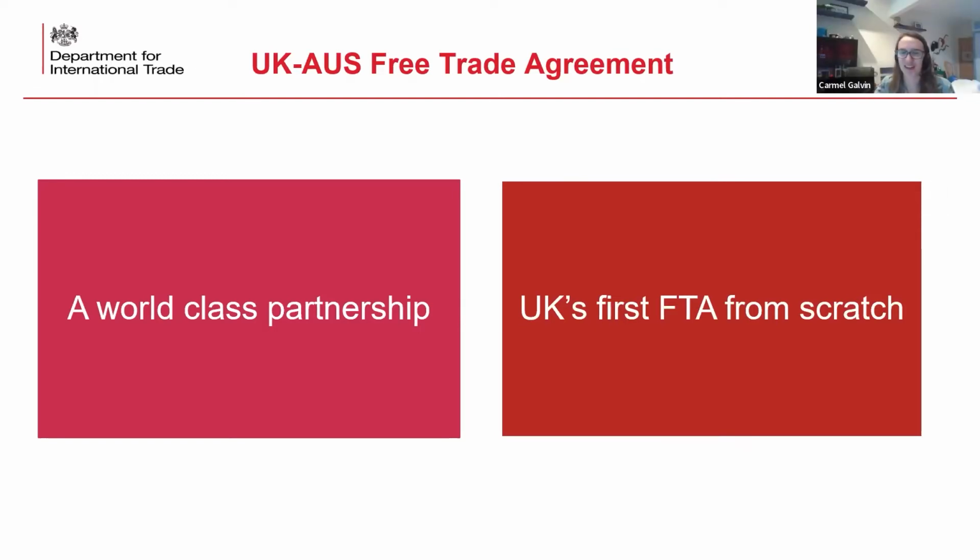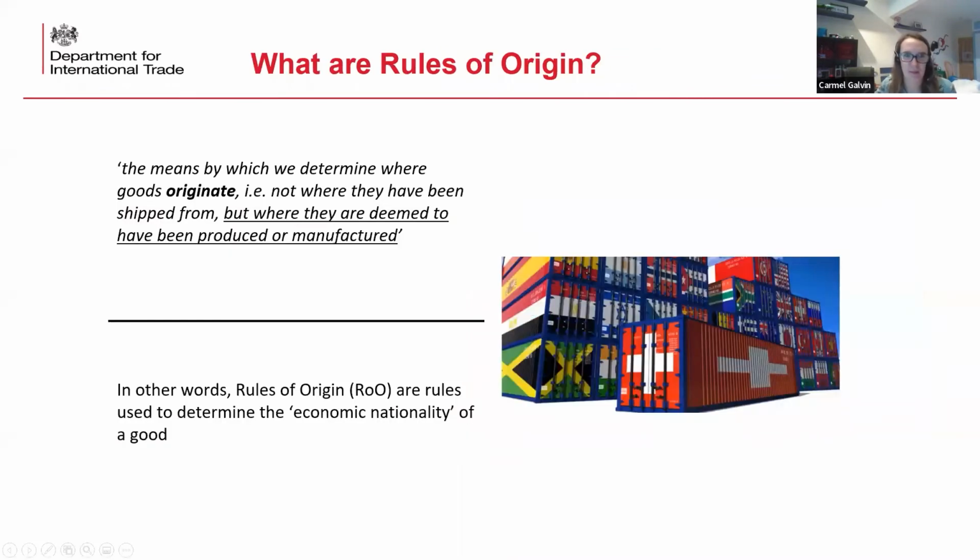Yep, thanks, Saloni. Millie, can we have the next slide, please? Thank you. So as Saloni said, we're going to look a little bit at the basics. So to start off with, what are rules of origin? They are the means by which we determine where goods originate from. It's not about where they've been shipped from or shipped through. It's about where they've been deemed to be produced or manufactured. So in other words, we're looking at the economic nationality of the good.